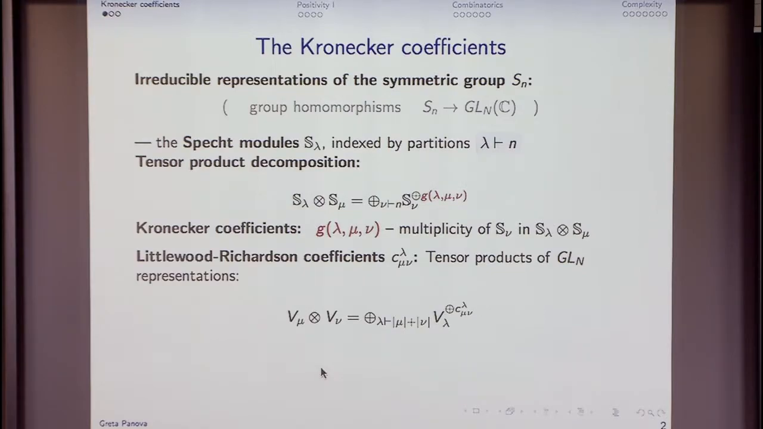Sometimes they get very often confused with the Littlewood-Richardson coefficients, which are the analogous structure constants, but this time for the representations of the general linear group. So if we have two irreducible representations of GL_n, then their tensor product decomposes as a direct sum of other irreducible representations of GL_n, and the multiplicity is the Littlewood-Richardson coefficient in this case.